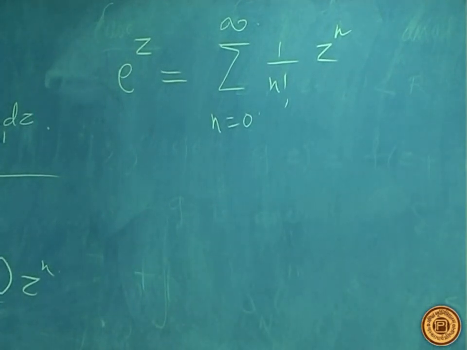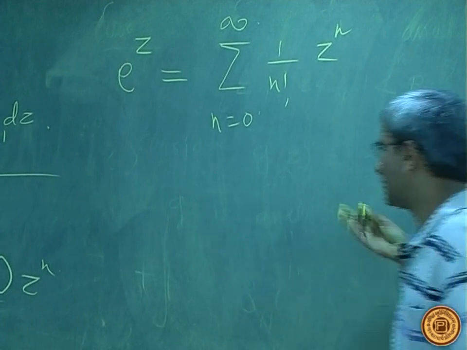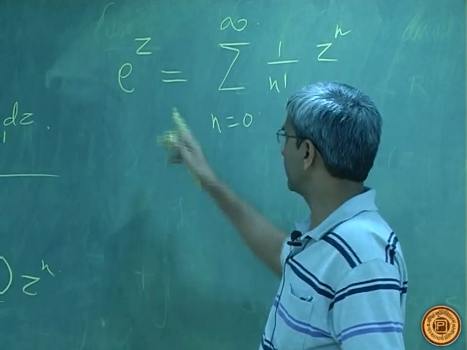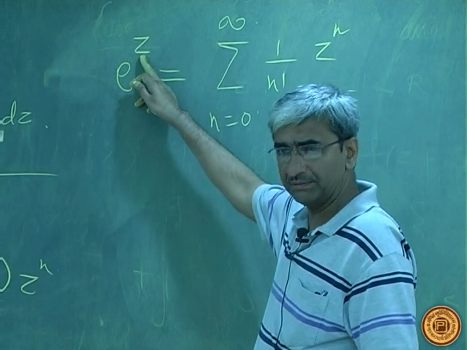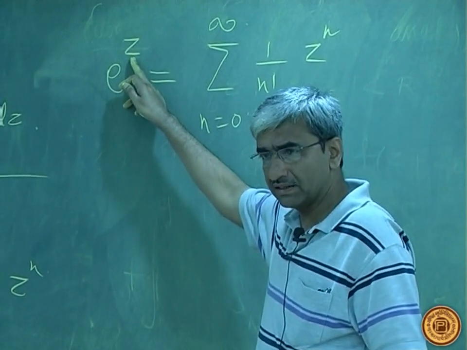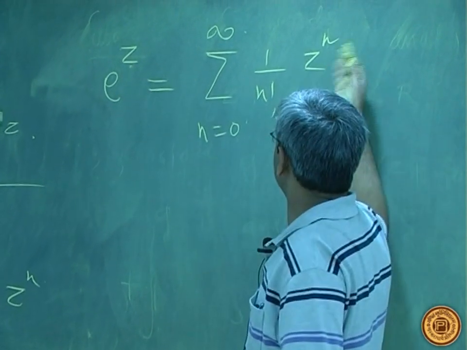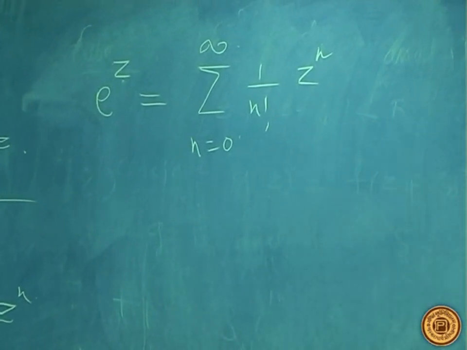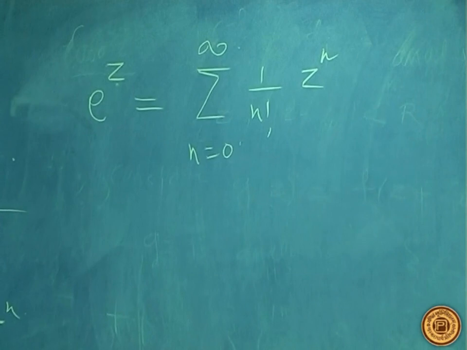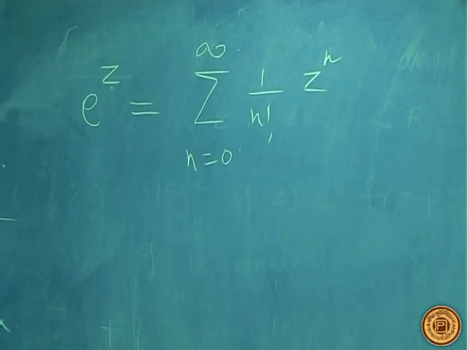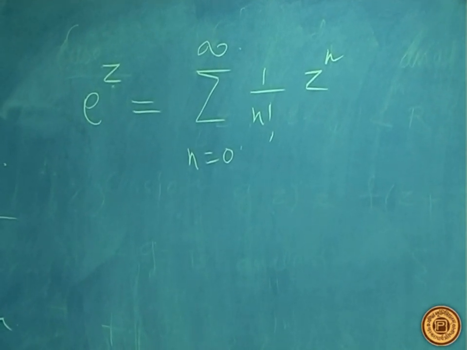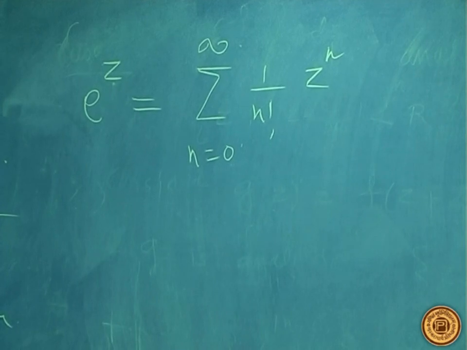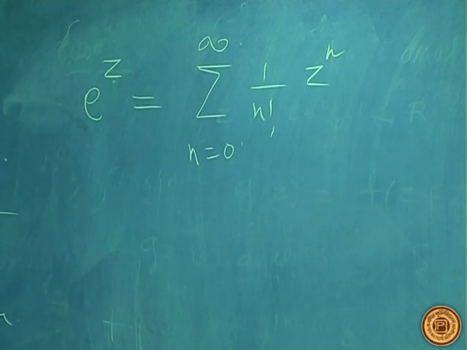Is this clear? So this is the same Taylor series expansion as you had in case of real variable. You substitute z equal to x, then you get x to the power n upon factorial n, and you understand that the same analysis is going on. Now, what about sin z and cos z?